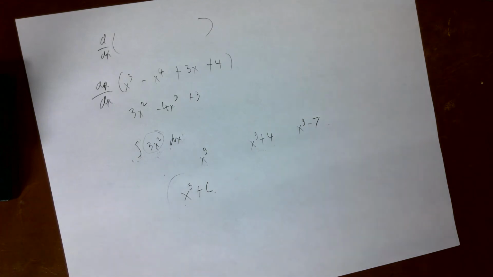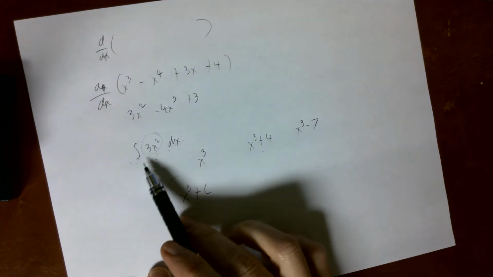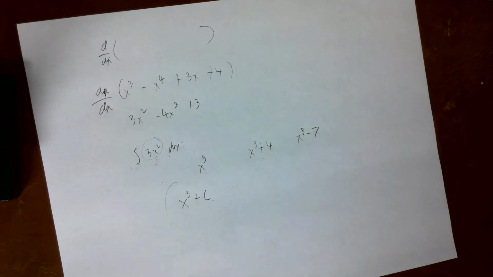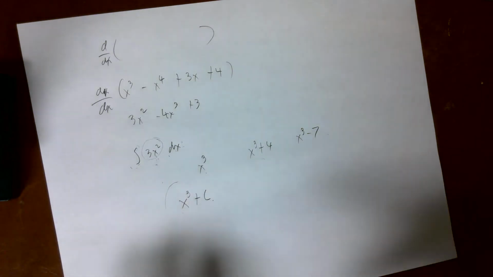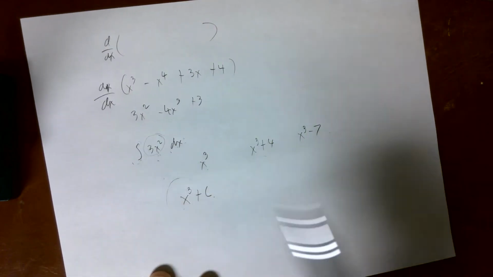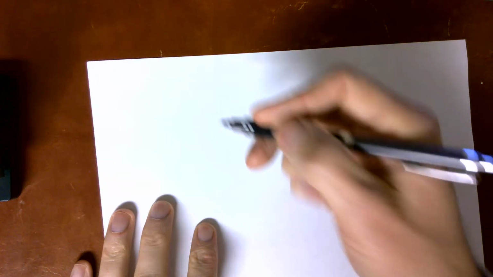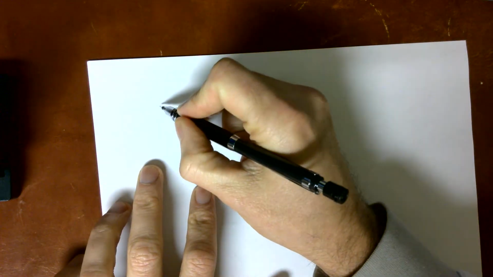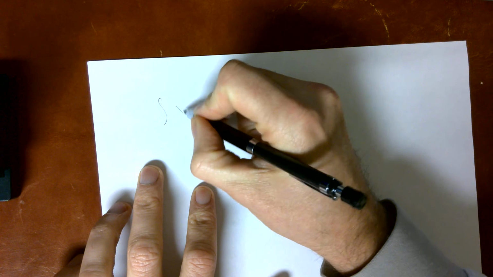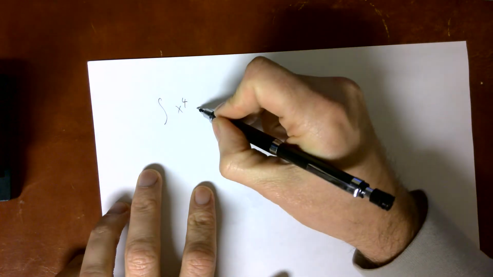So that's pretty much it. And today we're going to talk about how you take an antiderivative. Now, I started with 3x squared because we already kind of knew what our answer was. What if I asked, what's the antiderivative of x to the fourth? Okay. So how do we compute the antiderivative of x to the fourth? So everybody write down that.